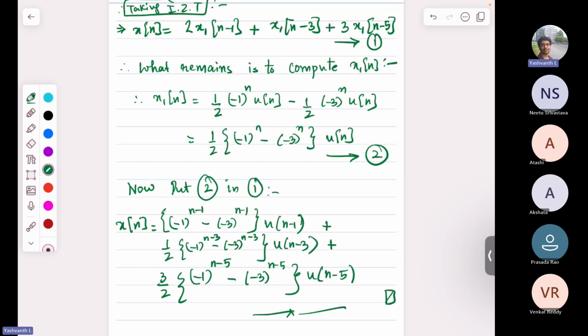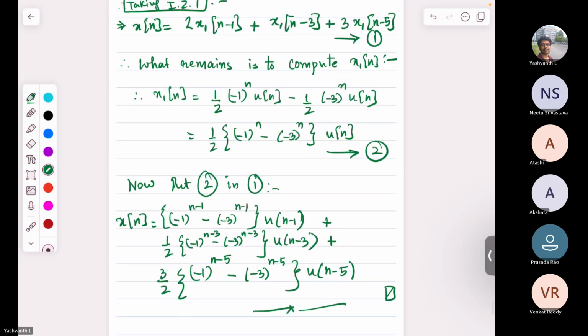Okay, is it clear? Yes, sir. Then you can do further simplification, but this is enough. So that brings me to the end of today's class. Are there any doubts?